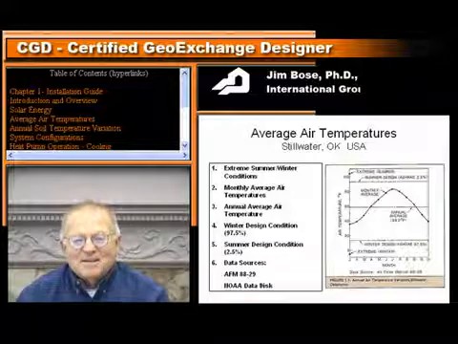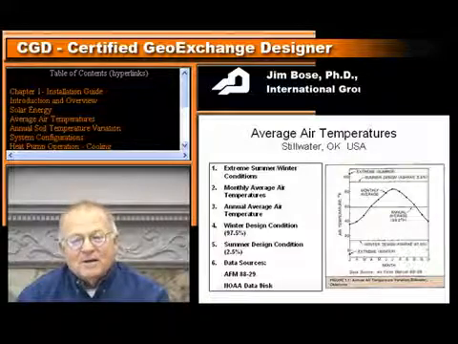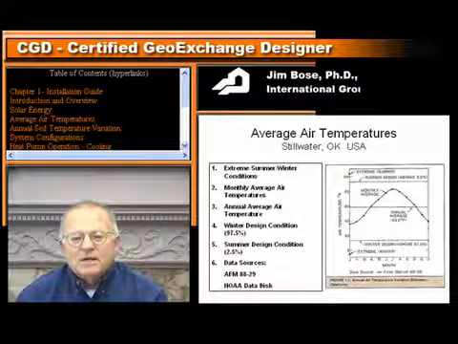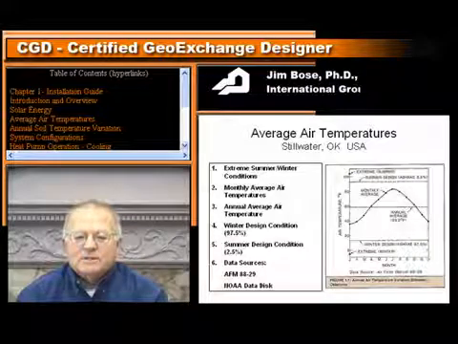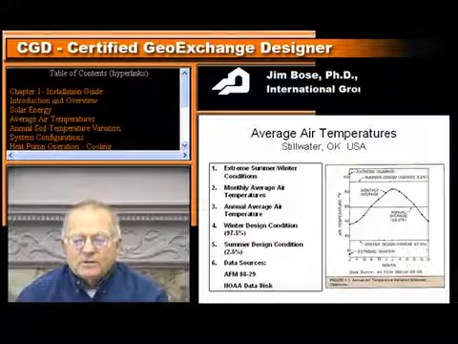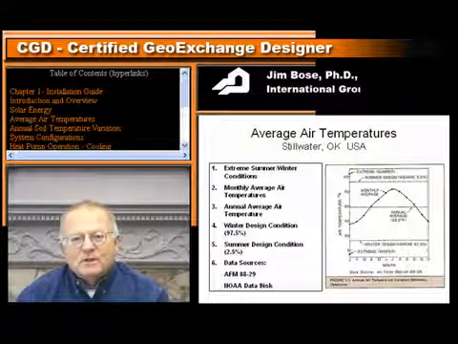In August, it can get up to 105. In January, it can get down as low as -10. But on the average, it's a pretty nice place to be. So we have the extreme condition in the summer and the extreme condition in the winter. But more important than these extreme conditions are the summer design temperature and the winter design temperature.